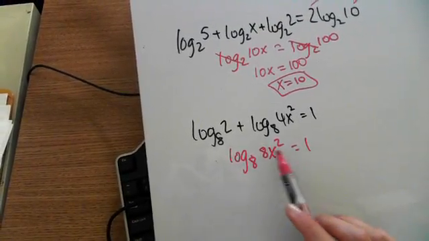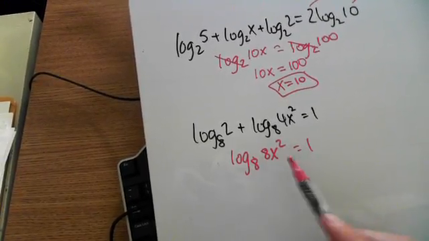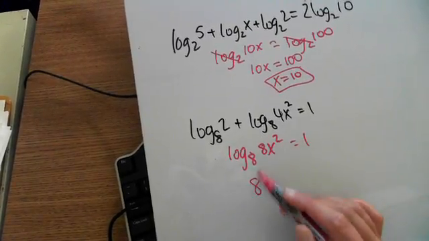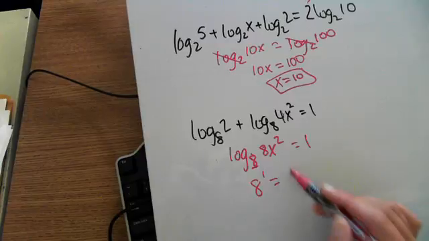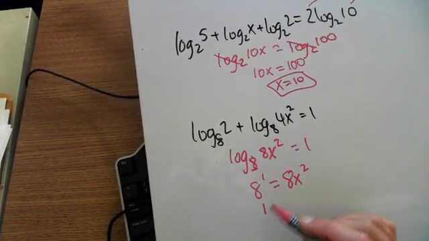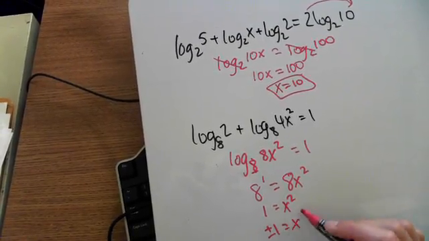Now we are trying to get to my final answer. We've got it written in log form. We can't do change of base to solve it, so that means convert to your opposite form. So in this case, exponential. Base is 8 to the first power equal to 8x squared. Very simple way to solve it. Divide by 8. We get 1 equal to x squared. Take the square root. Plus or minus 1 equals x.